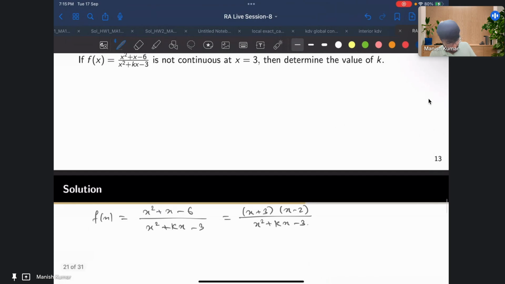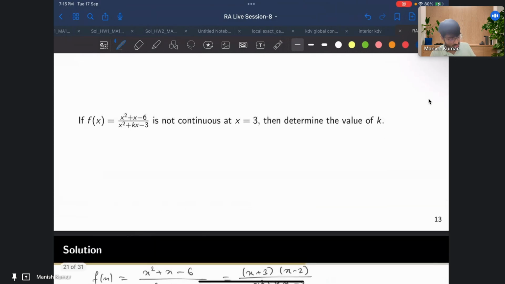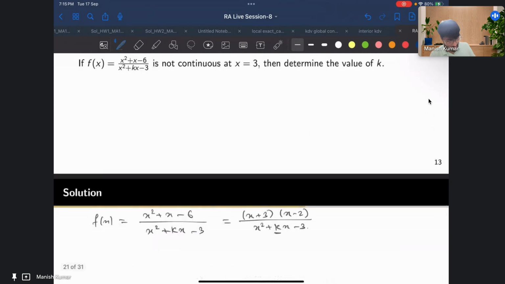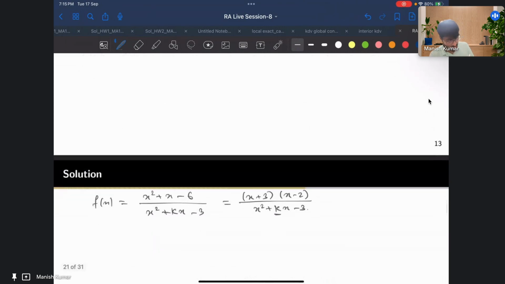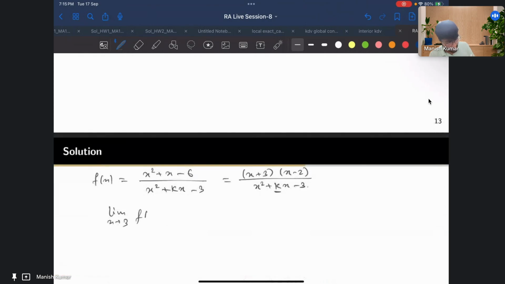Now basically what we have to do is find the value of k so that this is not continuous, right? Let me first say what the limit is, then maybe I'll come to that. Let's say I want to evaluate the limit as x tends to 3, right? So I want to talk about this point.